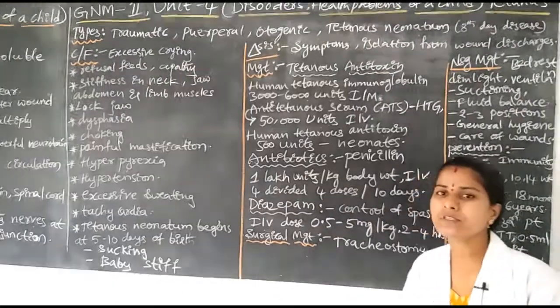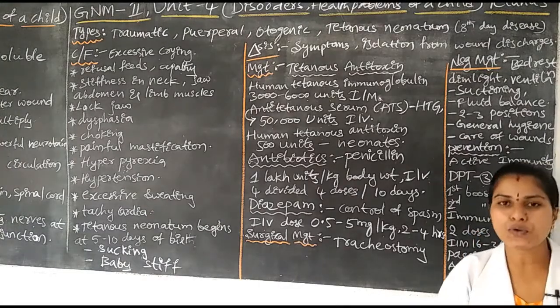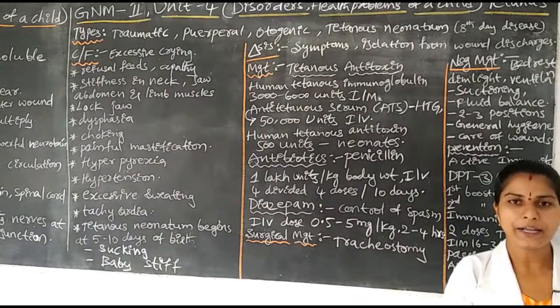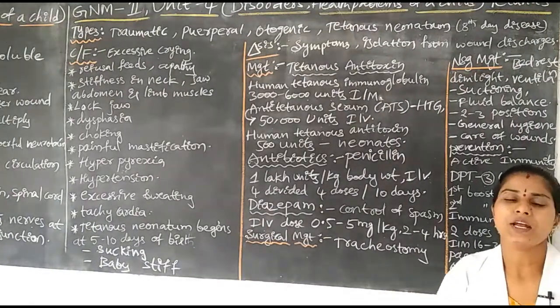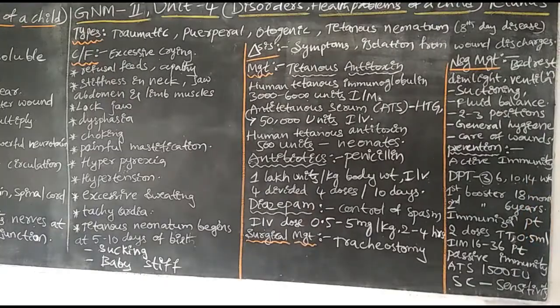The second booster dose we have to administer at the age of 6 years. Here only DT we have to administer. Only DT. The DT is diphtheria and tetanus. Here no pertussis vaccine.